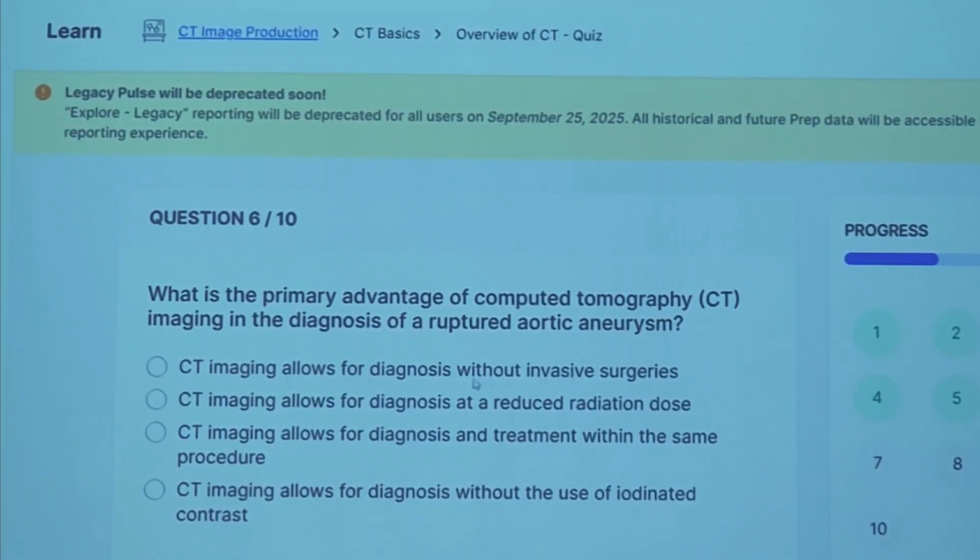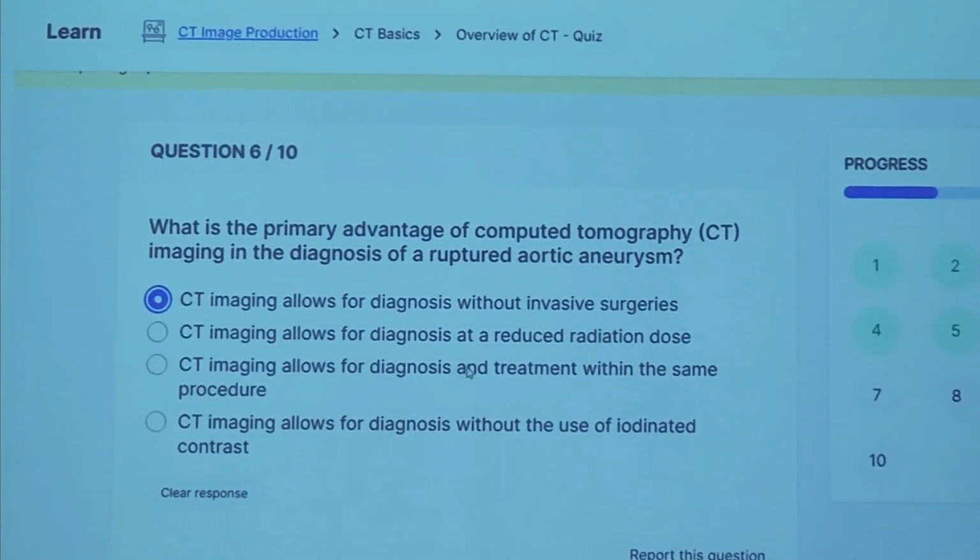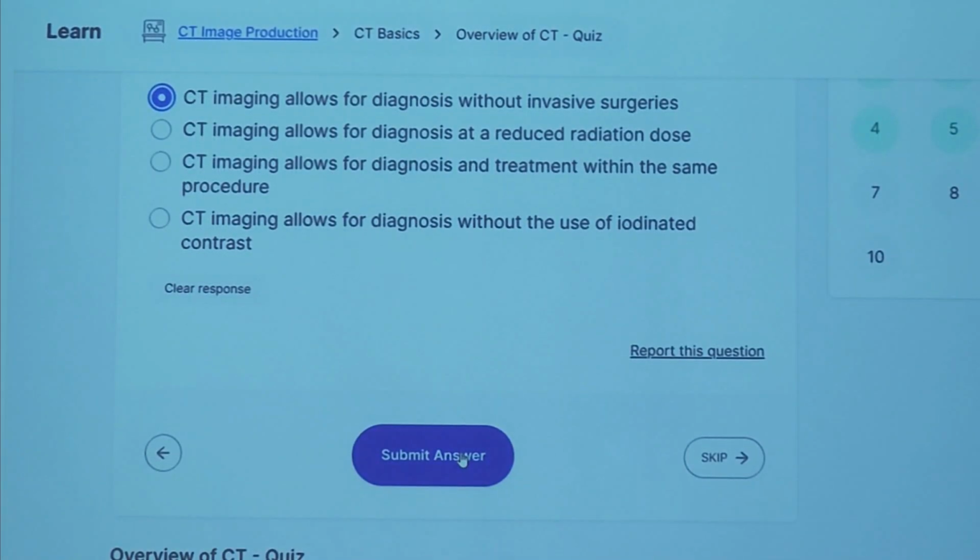CT imaging allows for diagnosis without invasive surgeries. CT imaging allows for diagnosis at reduced radiation dose. CT imaging allows for diagnosis and treatment within the same procedure. CT imaging allows for diagnosis without the use of iodinated contrast. Not that we would use iodine with aneurysms. We are definitely not opening this person up, and a CT allows us to avoid what is called exploratory type surgeries, where people back in the day would open people up to see what's happening in there. We don't have to go to those extents anymore. CT allows us to do that.